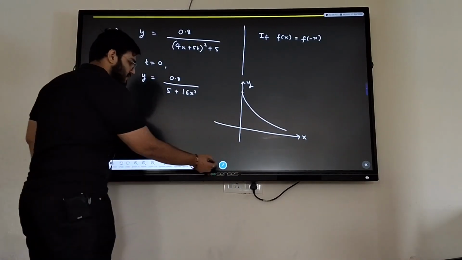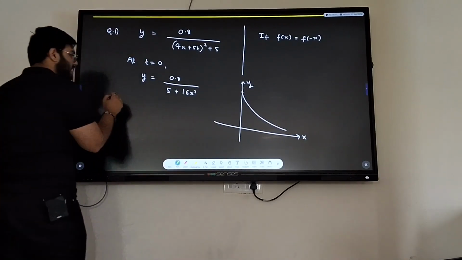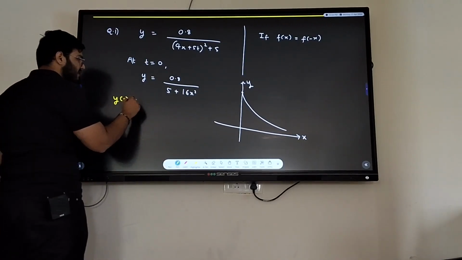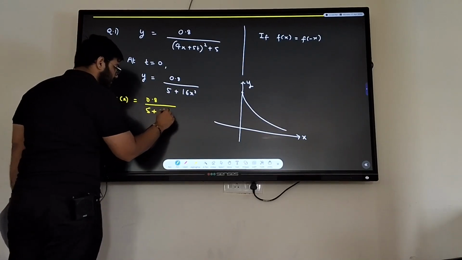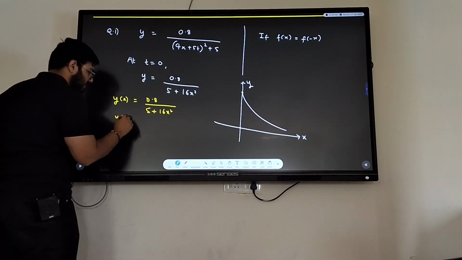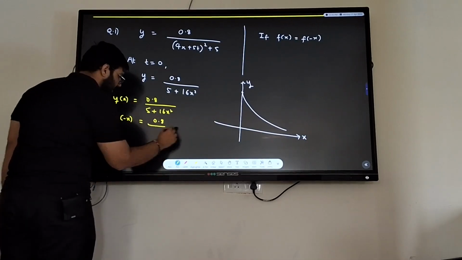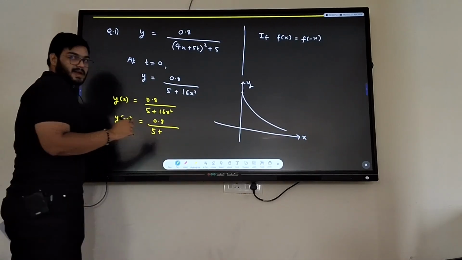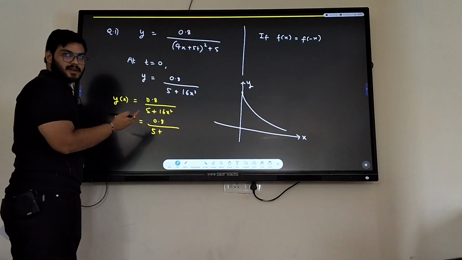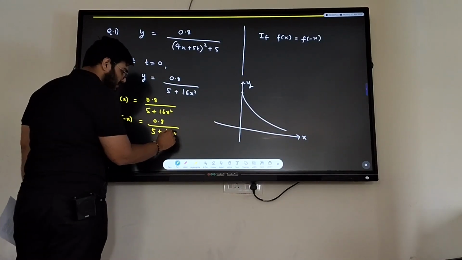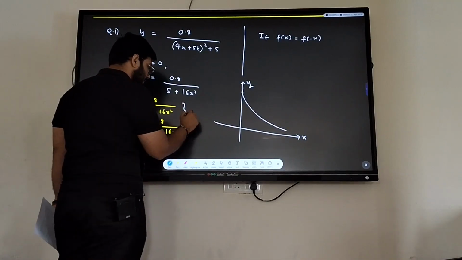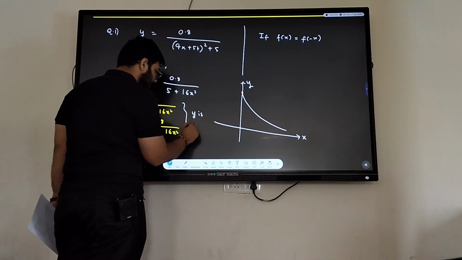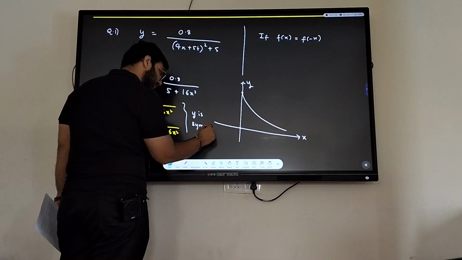So let's check. What do I have to check? y of x. What is y of x? 0.8 divided by 5 plus 16x square. What is y of minus x? 0.8 divided by 5 plus 16 times minus x square. That's x square, so 16x square. So is it symmetric? The function is symmetric. The y is symmetric at t equal to 0.